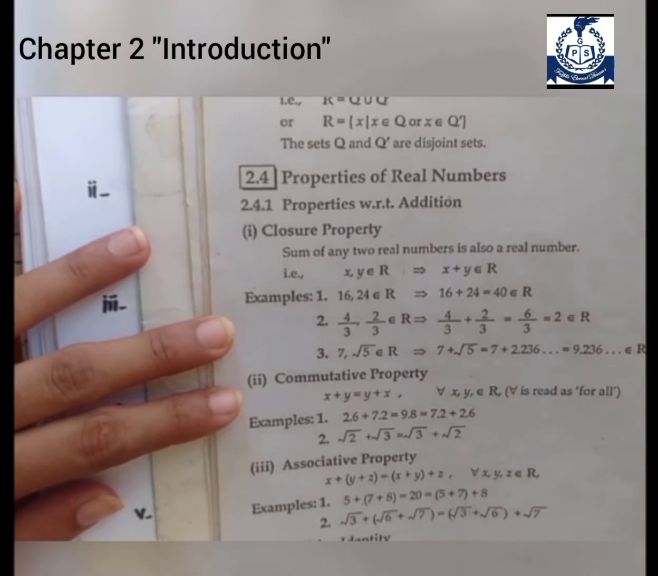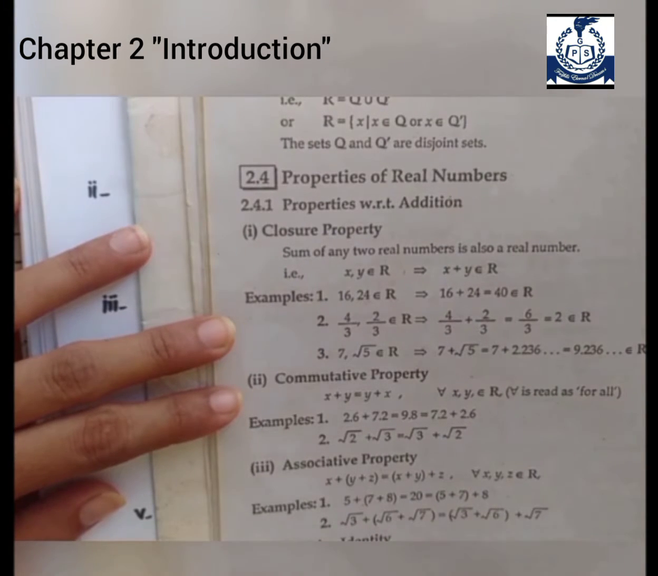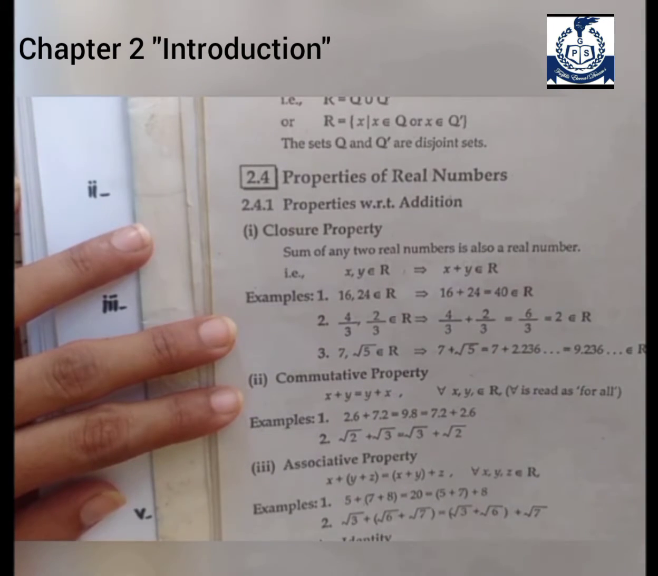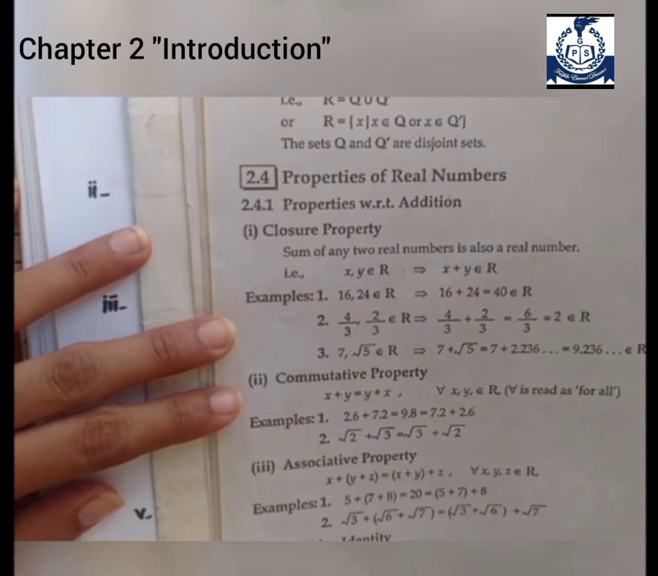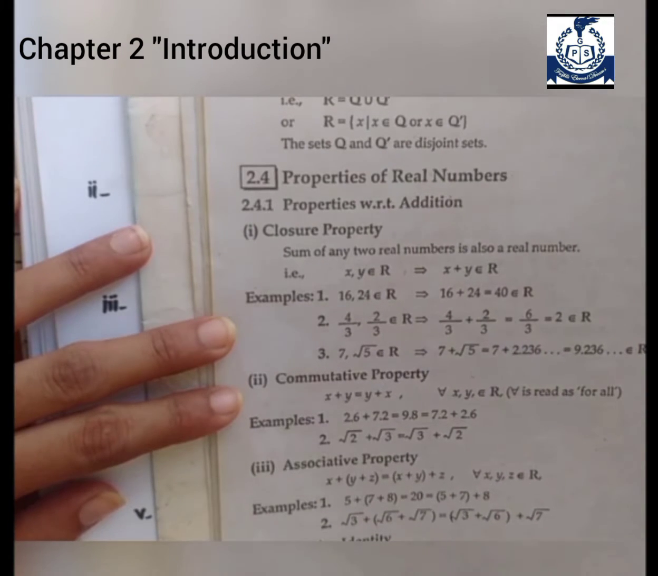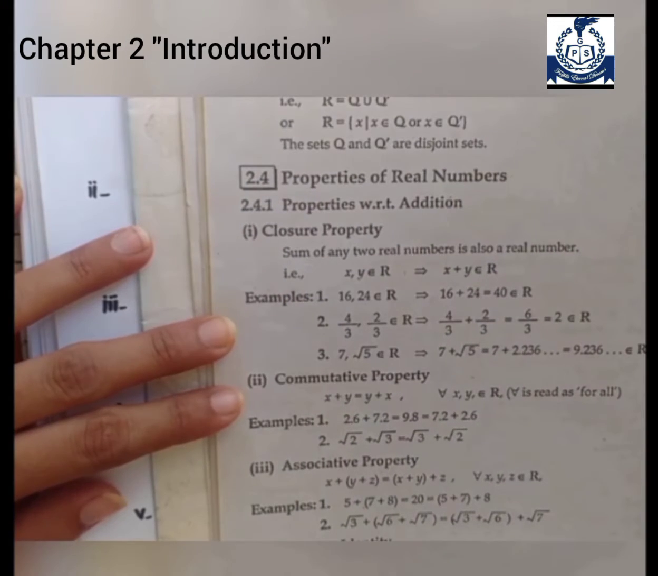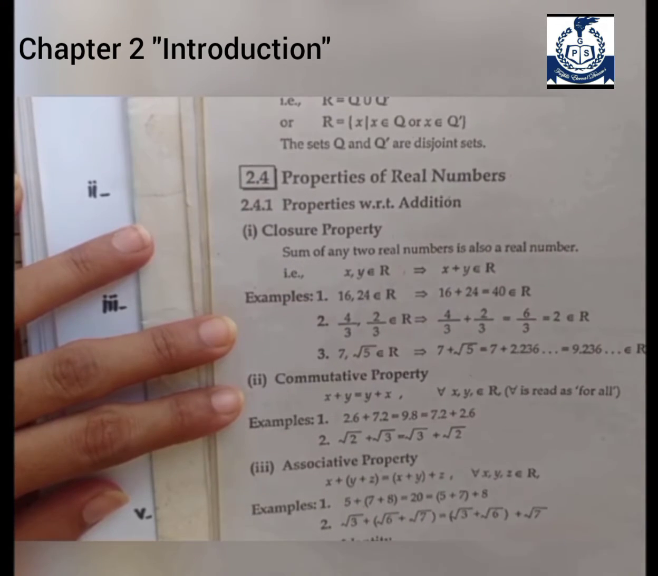Means 5 plus 7 plus 8. First if we add 7 plus 8 and then we add 5, we get the answer 20. Or if we add 5 plus 7 and then we add 8, we also get the answer 20. In both conditions we get the answer 20. In commutative property we work on two values.